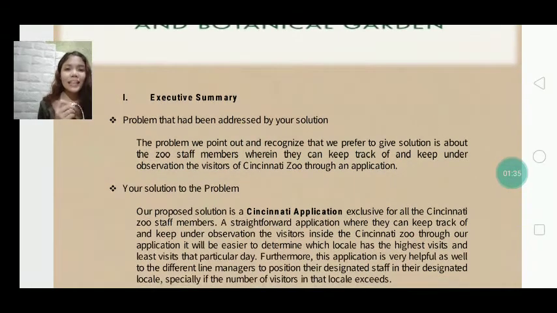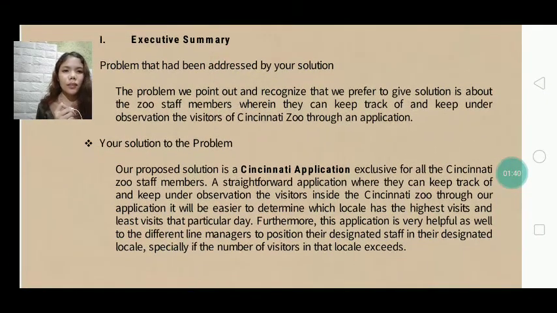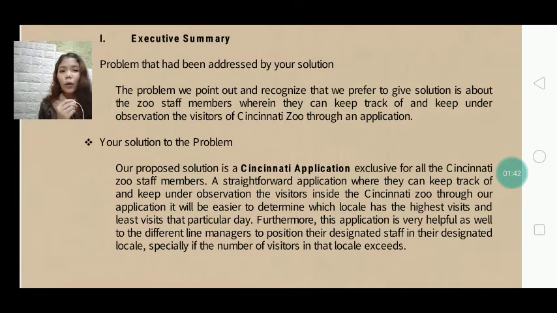Now then, let's proceed to the solution to the problem. Our proposed solution is a Cincinnati application, exclusive for all the Cincinnati Zoo staff members. A straightforward application where they can keep track of and keep under observation the visitors inside the zoo. Through our application, it will be easier to determine which locale has the highest visits and least visits that particular day.